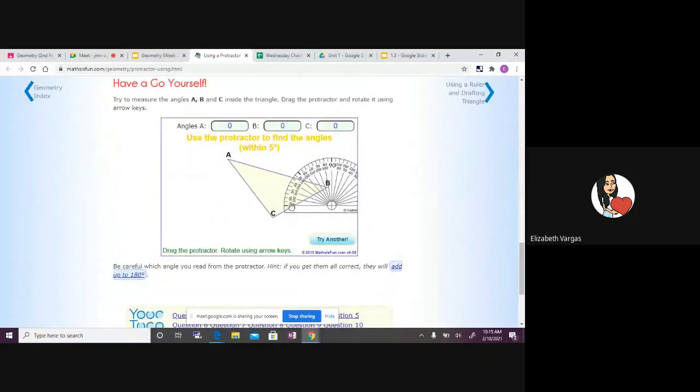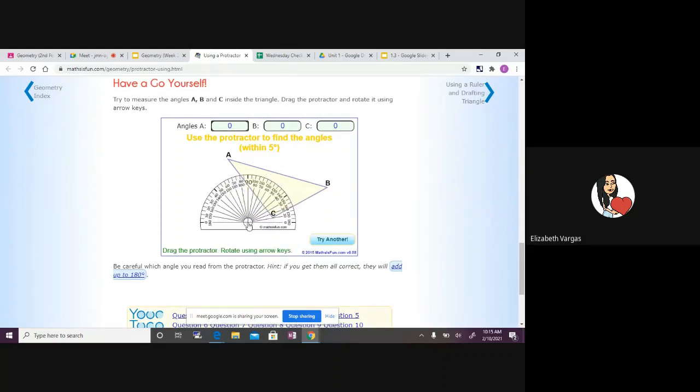Let's say we have this triangle right here, and we're trying to find all the measures of the angles of the triangle. What you would do is take the protractor, and let's say I'll start with finding the measure of angle C. You want to put the center of this protractor where the center of that C is, right there. And then you want to align this line on the bottom exactly where that purple line is.